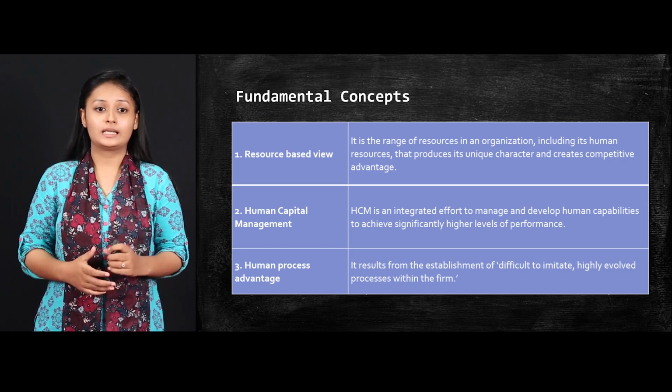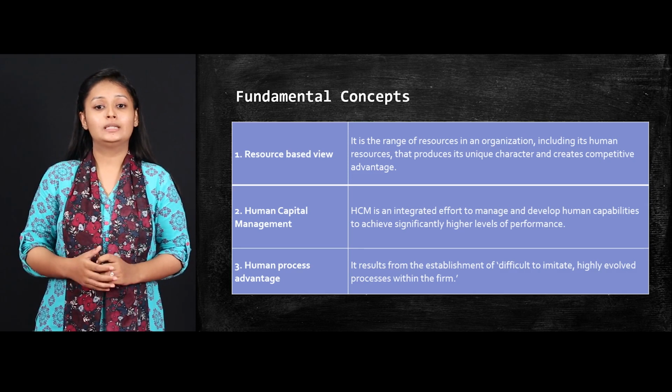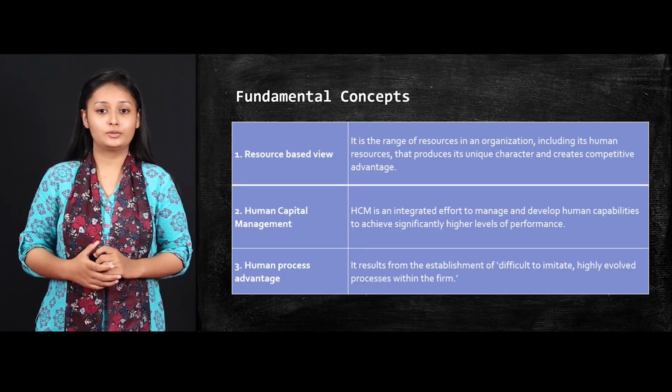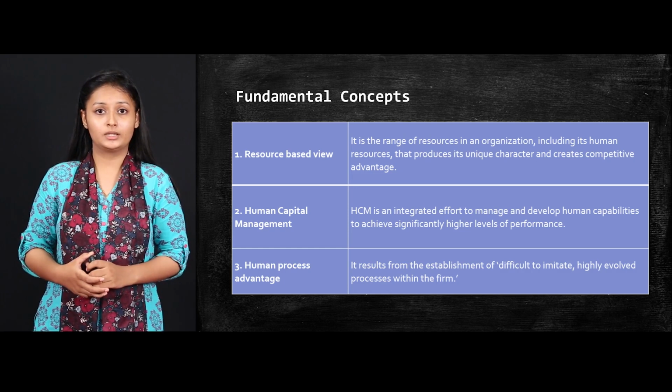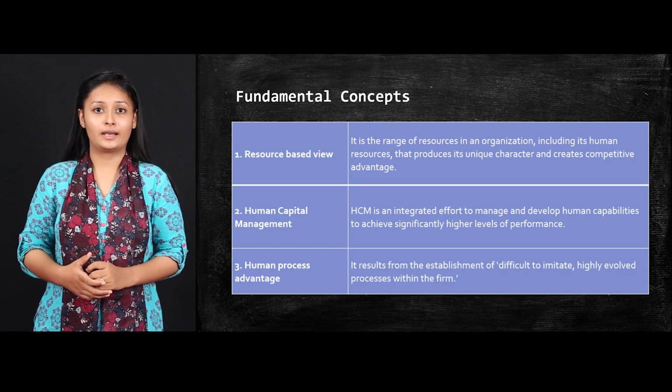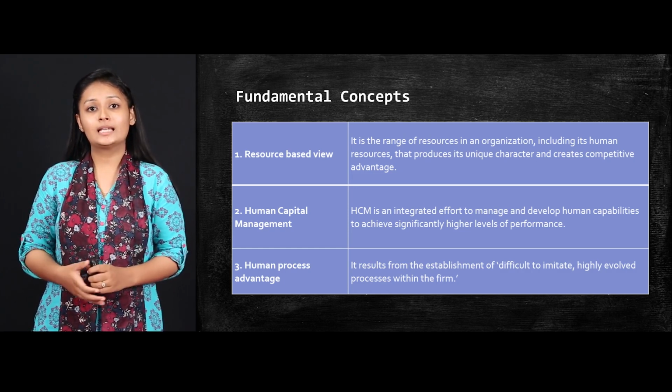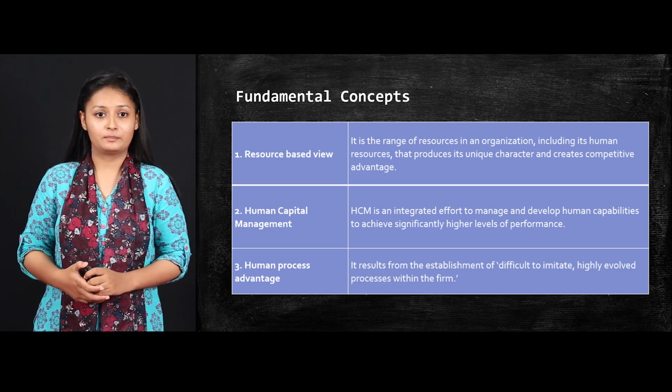Now when we compare that to human process advantage, we can clearly distinguish between both of them. Human process advantage refers to the establishment of difficult to imitate, highly evolved processes within the firm, whereas human capital management refers to employing skillful and intellectual employees.